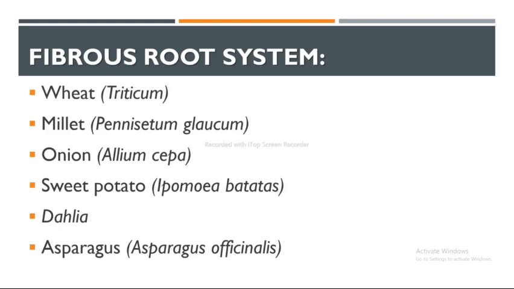Next example is wheat, and wheat is also known as Triticum. Next example is millet, and millet is also known as Pennisetum glaucum. Next is onion, and onion is also known as Allium cepa. Next is sweet potato. Sweet potato is also known as Ipomoea batatas. And the next is dahlia. Next is asparagus, and asparagus is also known as Asparagus officinalis.